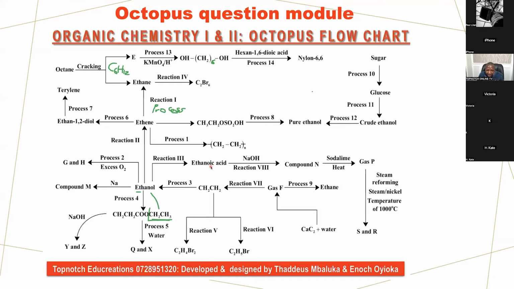Then we have ethanoic acid plus sodium hydroxide, reaction 8. What do you call reaction 8? Neutralization. That is neutralization of the compound.